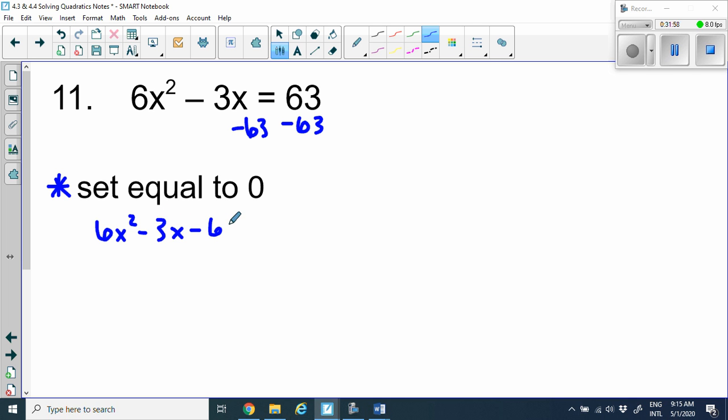Now our next step is to see if these three terms have anything in common. They do. They have a number in common. The number they have in common is a 3, so I'm going to go ahead and take that out. So I know if I do 6x squared divided by 3, I just get a 2x squared. If I do negative 3x divided by 3, that gives me a negative 1x. And then negative 63 divided by 3 gives me negative 21.